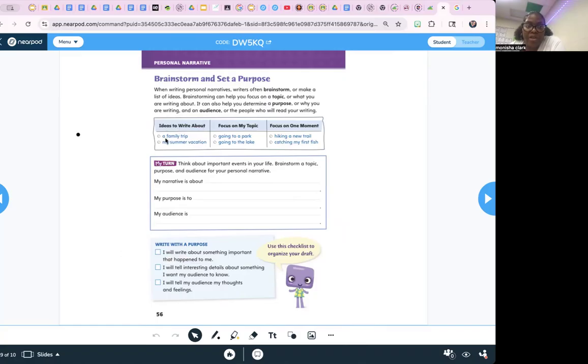Ideas to write about. You can write about a family trip, a summer vacation, going to the park, going to the lake. Focus on the moment. What did you do? Did you hike, catch fish? Think about some important events in your life. Brainstorm a topic, a purpose, and an audience for your personal narrative. You're going to do this at home with an adult.